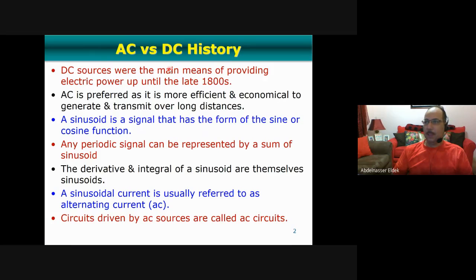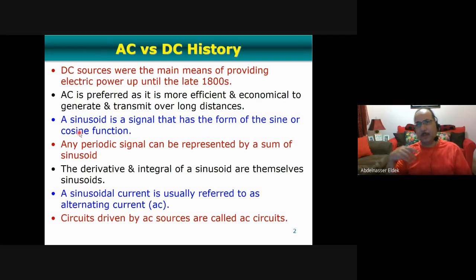So first we have here some introduction to the AC and DC. The DC sources were used for a long time, and they provided electric power until the late 18th century or 19th century, and the AC was later on used, and they are more efficient and economical.